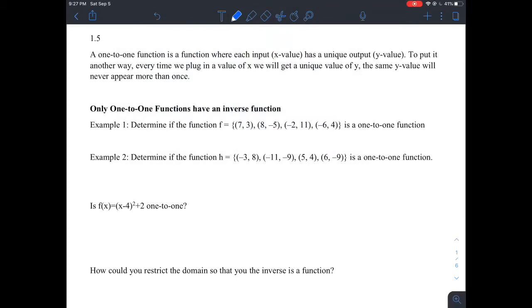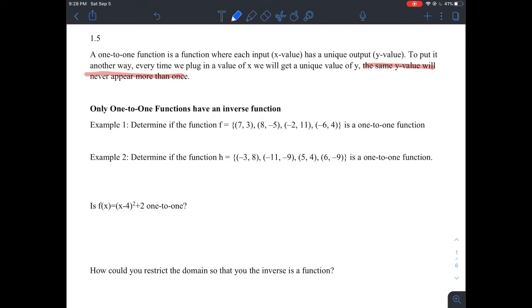So this is part 1.5, and for a majority of this lesson, we'll be going over what a one-to-one function is. Previously we talked about invertibility. We said, is this function invertible? And essentially for the purposes of this class, one-to-one is going to essentially mean invertible. If it's one-to-one, you can take the inverse of it. So a one-to-one function is a function where each input has a unique output. To put it another way, every time we plug in the value of x, we will get a unique value of y. The same y value will never appear more than once. That's essentially what I want you to take away. The same y value will never appear more than once.